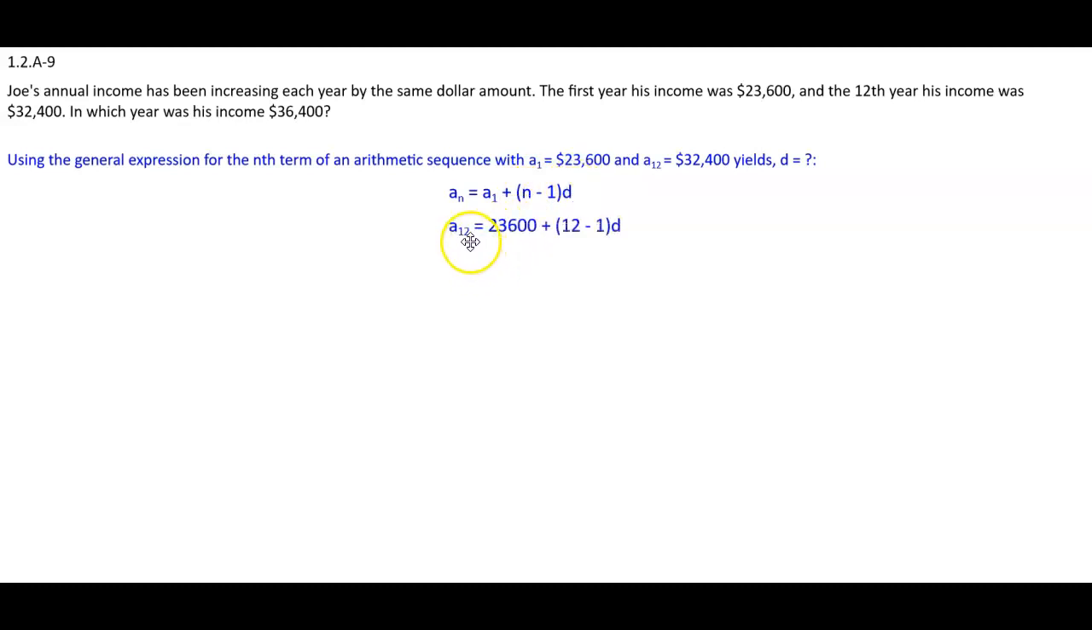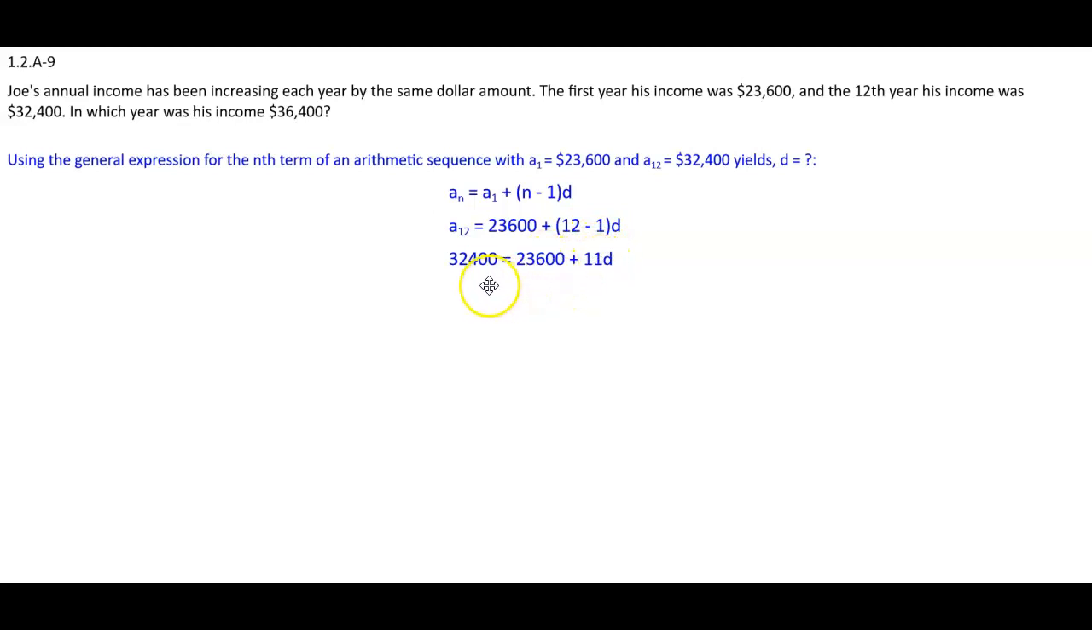So we know that the 12th term is going to be $32,400. That means n is going to equal 12, and we know that the first term is $23,600, and we're looking for d. So now we substitute: $32,400 is equal to $23,600 plus, well, 12 minus 1 is 11, so that's 11 times d.